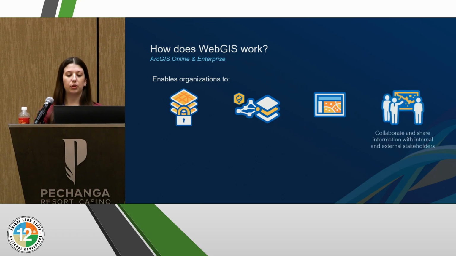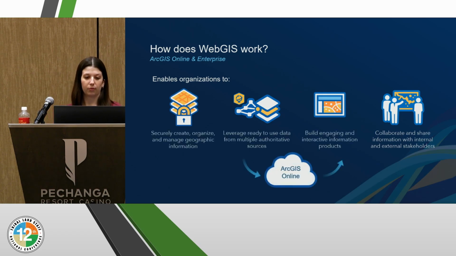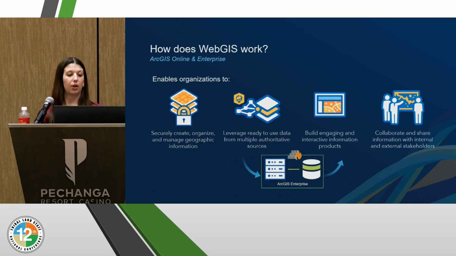And then you're able to leverage your system to collaborate and share information with stakeholders. And like I said, you can do it internal or external. So this can be done in ArcGIS Online, which is Esri specific, so you don't have to worry about the back end stuff. But you can have Enterprise where you have that firewall set up even further, where you're able to have control of that and have that system behind there to make sure your data is very protected.